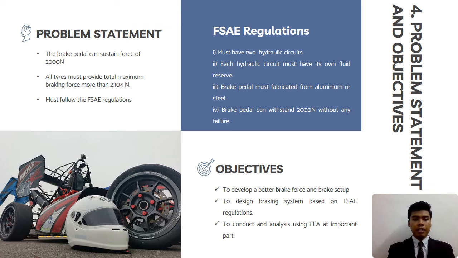The next part is the problem statement and objectives. For the problem statement, there are three main challenges faced in designing the braking system. The brake pedal should be able to sustain a force of 2000 Newton without causing any failure of the brake system. Besides, to achieve optimal braking efficiency, all tires must provide a total maximum braking force of more than 2304 Newton. Lastly, the braking system must follow the FSAE regulations.